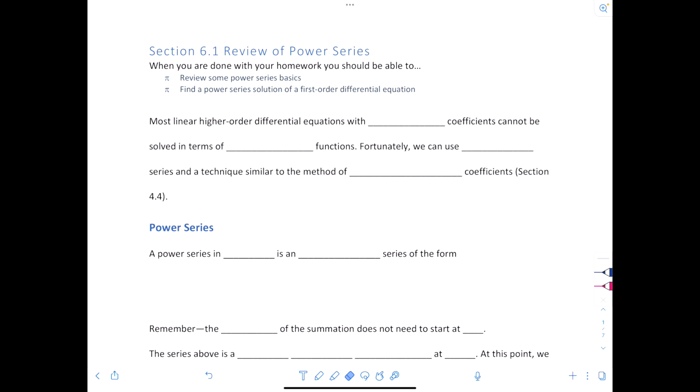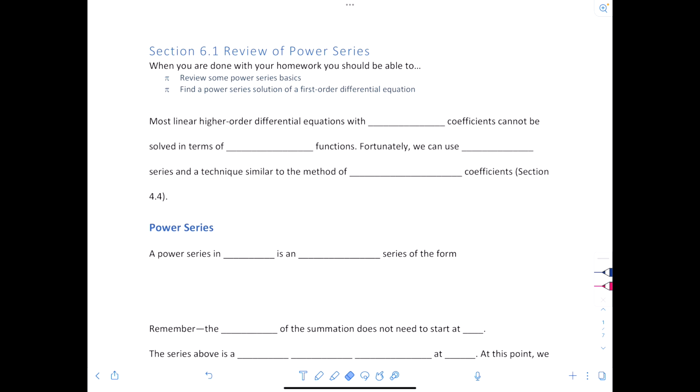Equations text, and it covers a review of power series. We're going to review some of the power series basics. You may need to go and crack open your Calculus 2 notes to review more, but this gives you some of the basics. And then at the very end, we solve a first order differential equation using a power series.